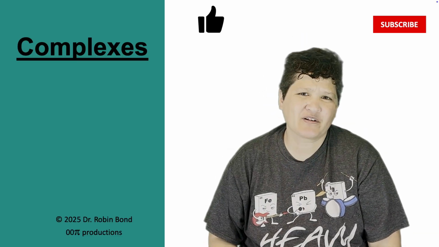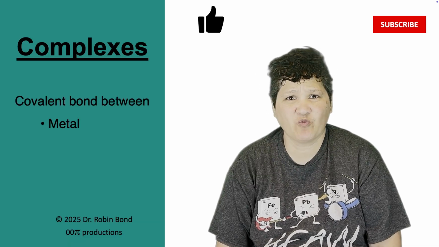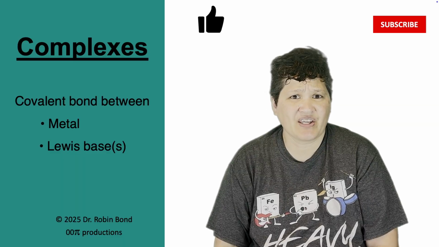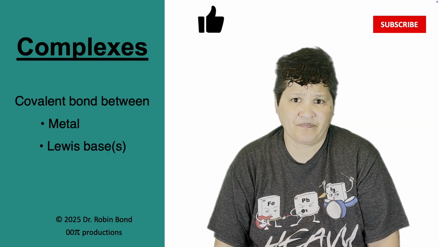In this video, we've talked about how metal-ligand complexes form when a covalent bond is formed between metals and one or more Lewis bases. These complexes form from one or more ions, and the final adducts might carry a charge, but they are not ionically bonded.